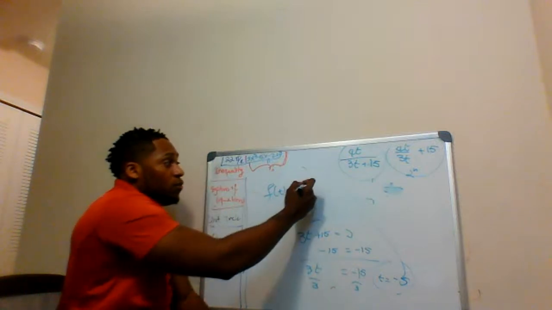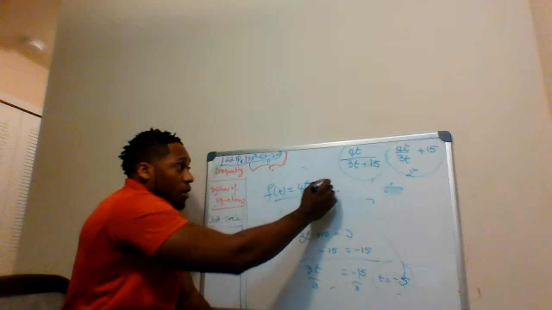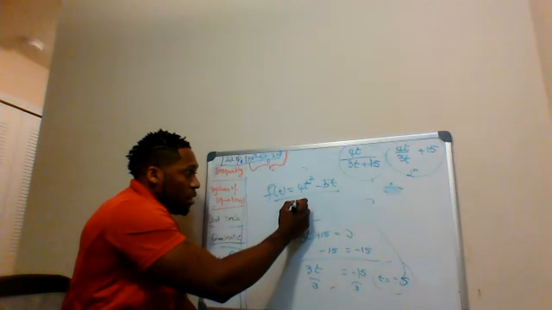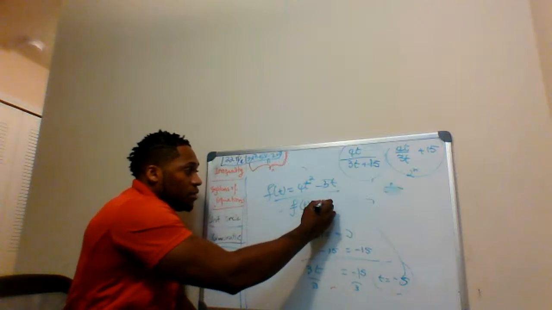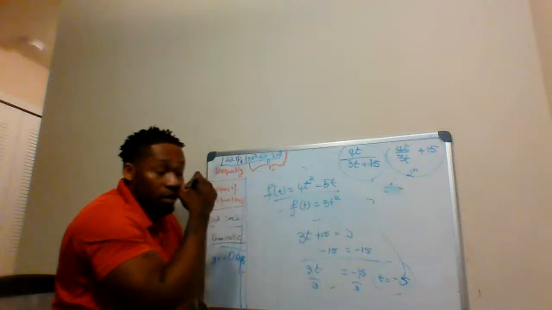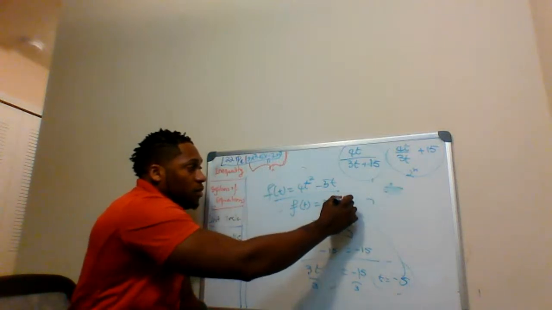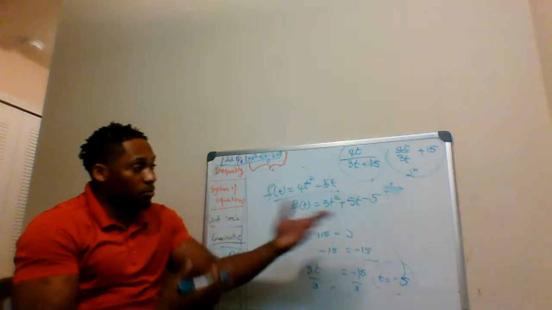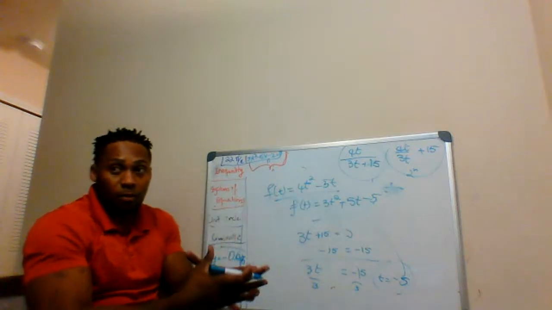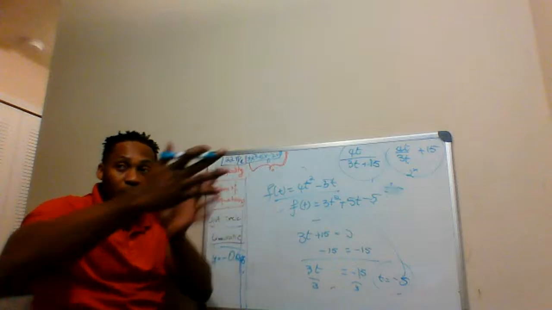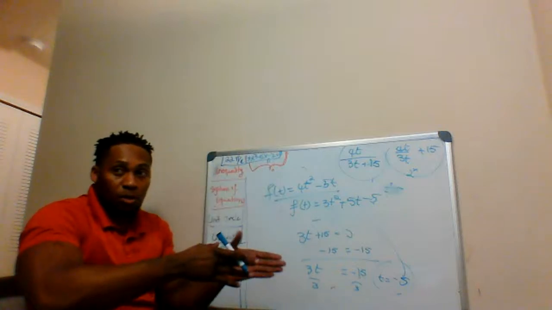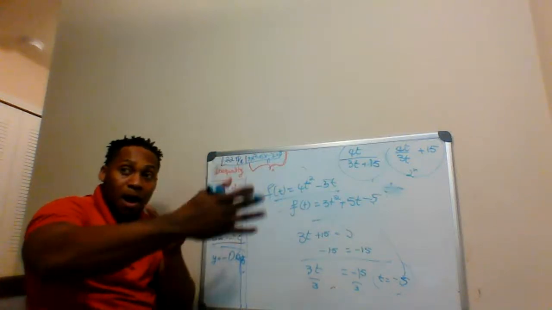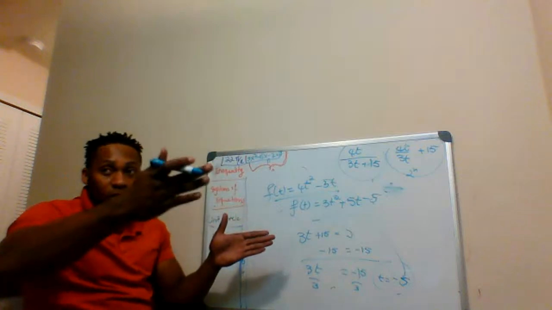Poly would be more than one, so 4t minus 5, 4t squared minus 5t, many terms. So one term, f of t is equal to 3t squared. That's one term. But if you have 3t squared plus 5t minus 5, that would be multiple terms. So monomials and polynomials: mono, one term; poly, multiple. So it could have 3 terms, 4 terms.